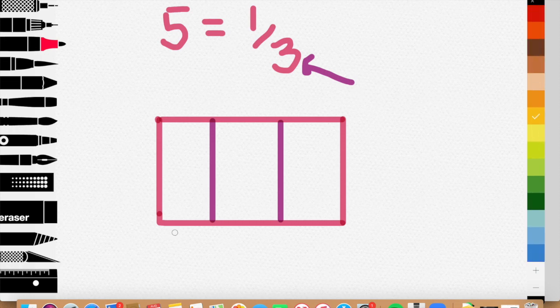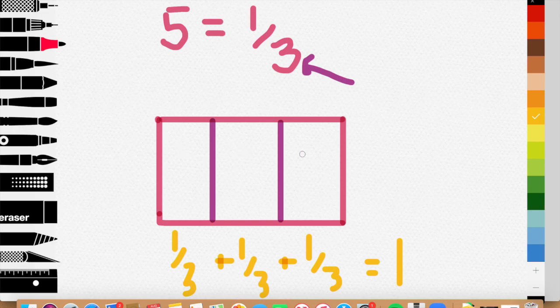If I look here, here's a third. Here's a third, and here's a third. All 3 of those thirds equal 1 whole, right? Or 3/3. So if I added these together, all 3 of these sections, guys, this one, and this one, that gives me the whole thing.